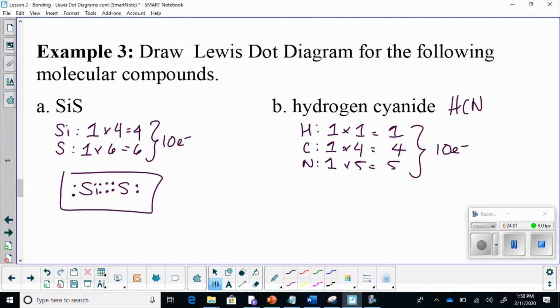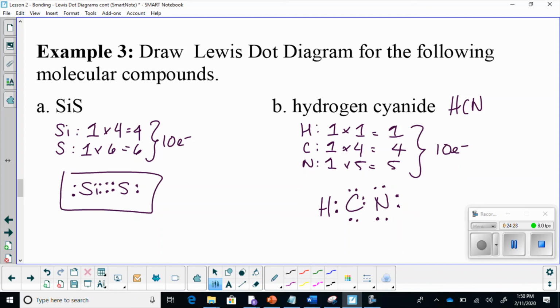My central atom is carbon. I then place my other atoms around. And then I complete the duet on hydrogen and the octet on nitrogen. We count 2, 4, 6, 8, 10, 12, 14. So we have 14. That's too many. So we make a double bond.